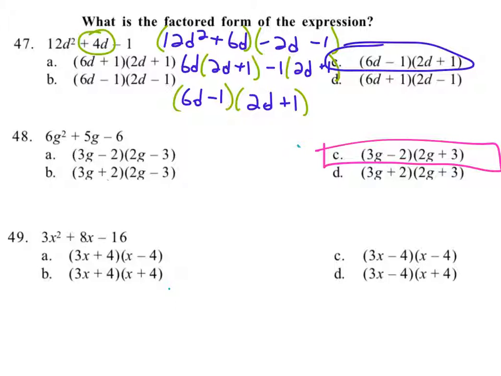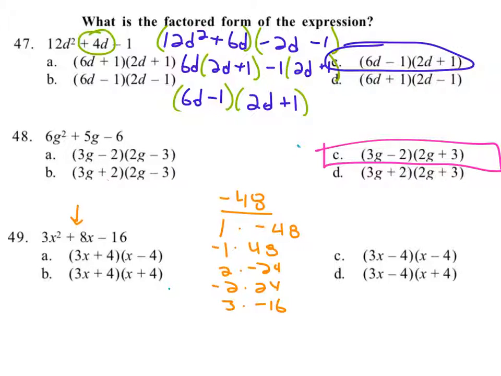And then last one, 3x squared plus 8x minus 16. We're going to take the 3 from the front and the negative 16 from the back, and we're going to get negative 48. And we need to factor that. What we're looking for is two numbers that will add to positive 8. So we've got 1 times negative 48, or negative 1 times 48, 2 times negative 24, or negative 2 times 24, 3 times negative 16, or negative 3 times positive 16.